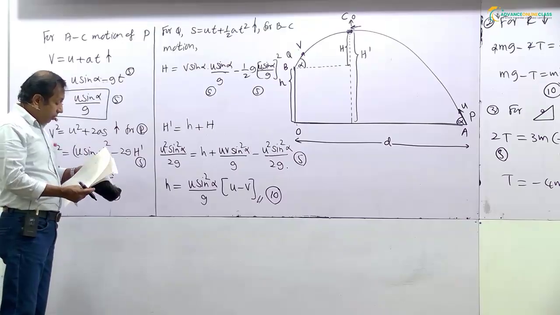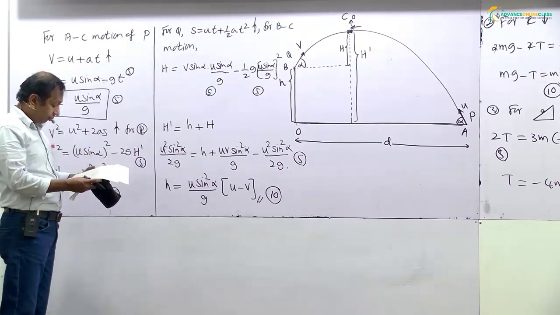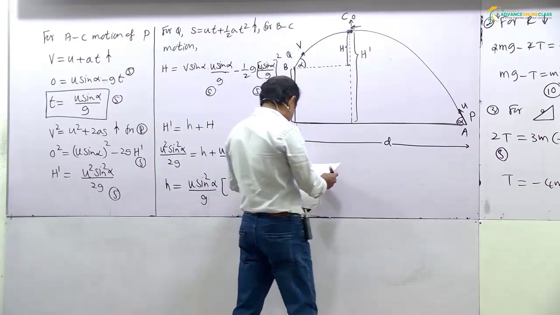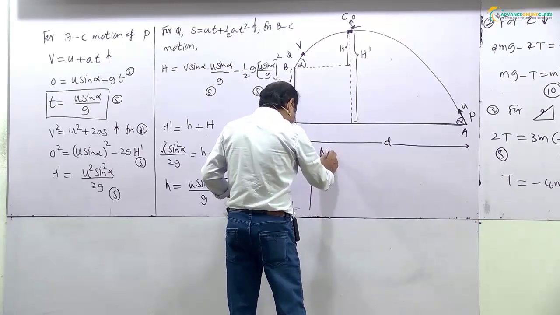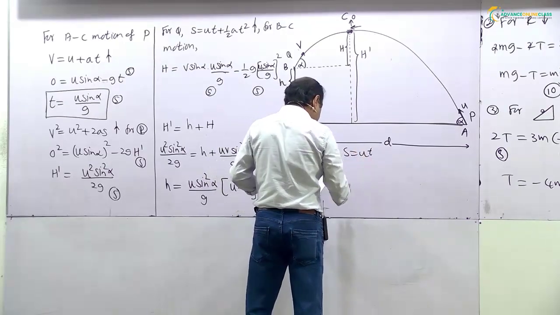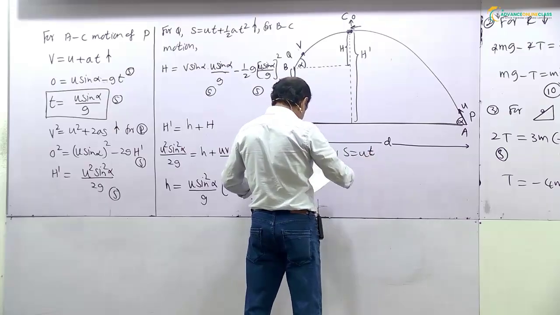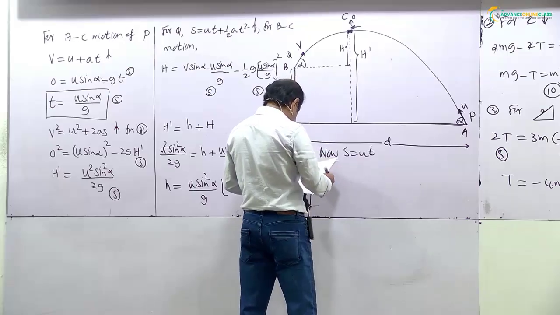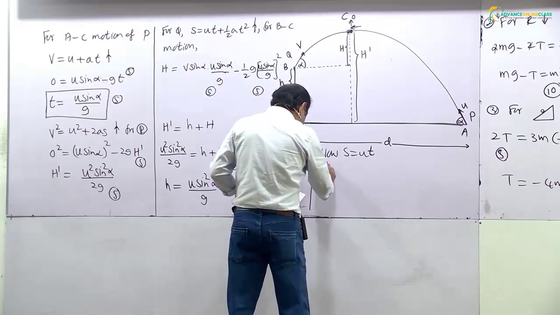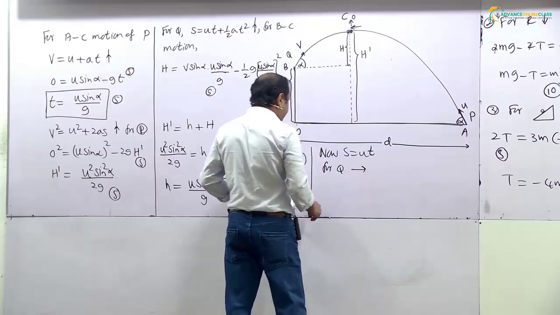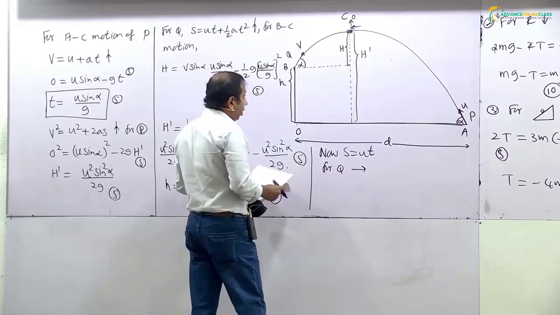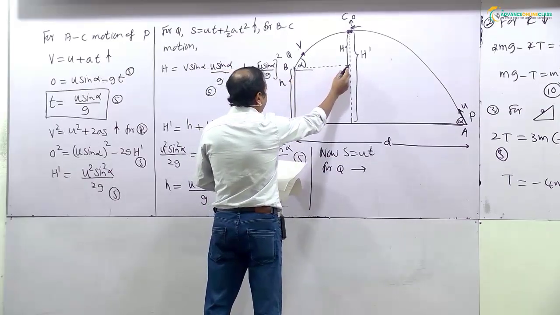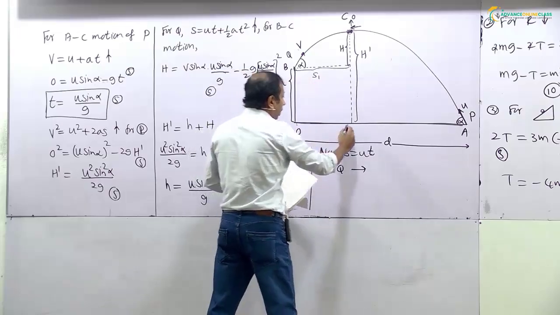Okay, what is next asking? Now you can write, now S equals ut, we apply for Q rightward. Okay, I'll take that one as S1. That means this length I'm saying, this one, S1. Let us take this as S2.